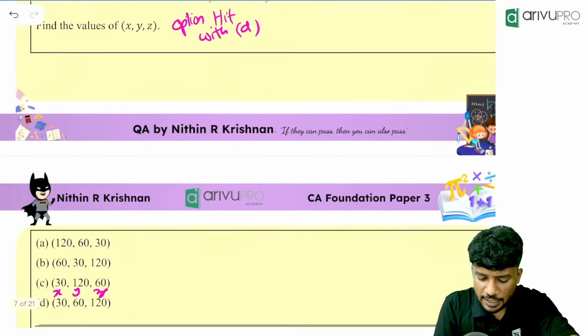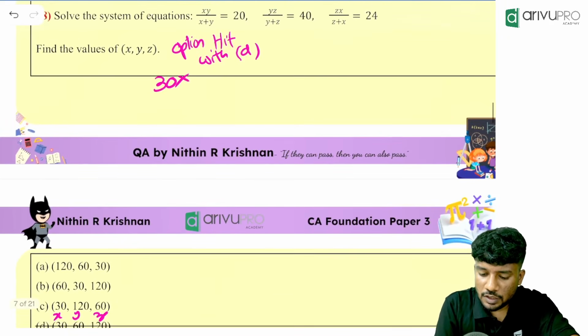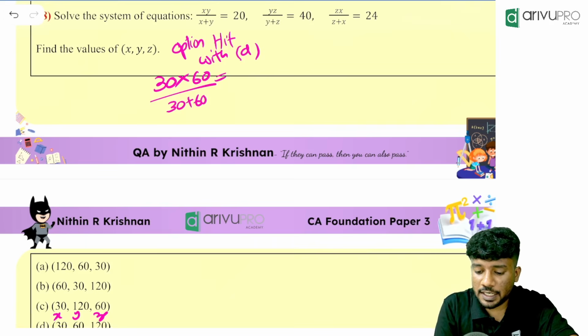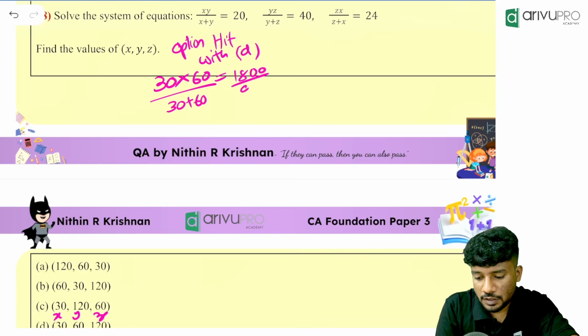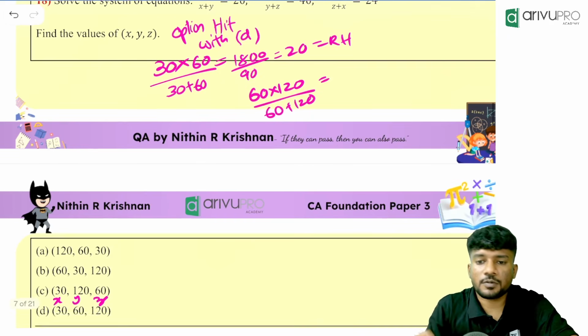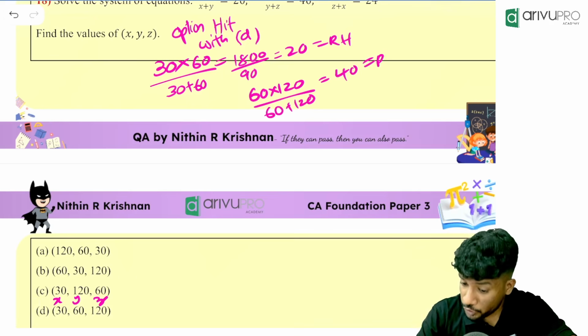Now for that, x is how much? 30. 30 into y is how much? 60. 30 into 60 divided by 30 plus 60, which is equal to how much, people? That is 1800 divided by 90. How much is it? 20, which is equal to our RHS. First one is done. Second one you check. YZ means 60 into 120 divided by 60 plus 120. How much is it? Is it equal to 40, which is equal to your RHS.